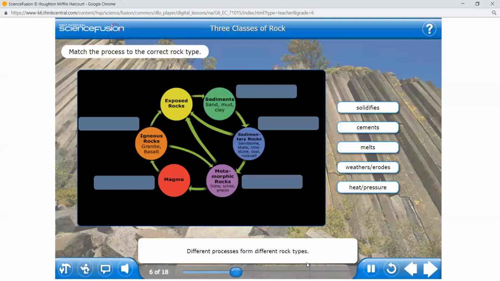Different processes form different rock types. Drag and drop the correct process to the rock type on the rock cycle diagram. Okay, Zishan, the first question is for you. Tell me, where should I put heat and pressure? In which type of rock do you need heat and pressure? Is it igneous or sedimentary or metamorphic?